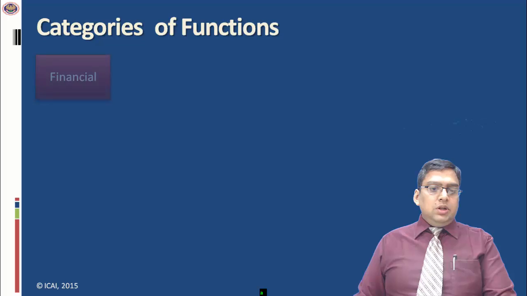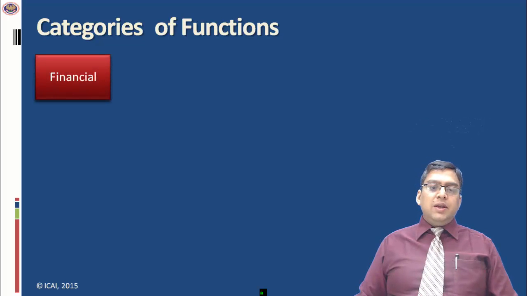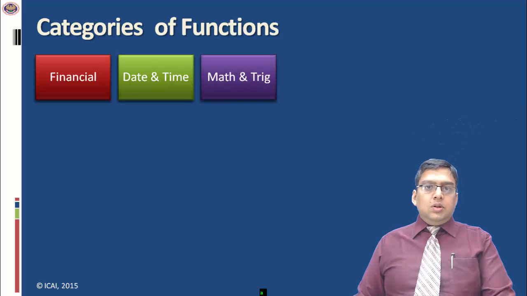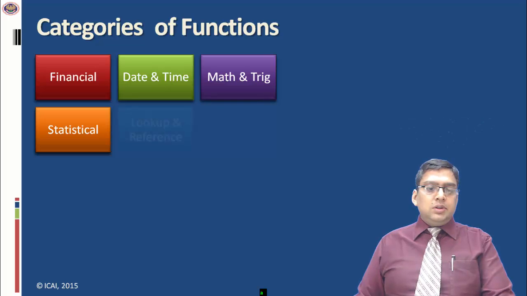Categories of functions. There are various categories in an Excel sheet, like financial functions. Financial functions are just like future value, present value, IRR, internal rate of return, etc. Date and time functions, just like TODAY function, NOW function, MONTH function, etc. Math and trigonometry functions. SUMPRODUCT is an example of math and trigonometry functions. Statistical functions like count, average, mean, median, mode, etc.